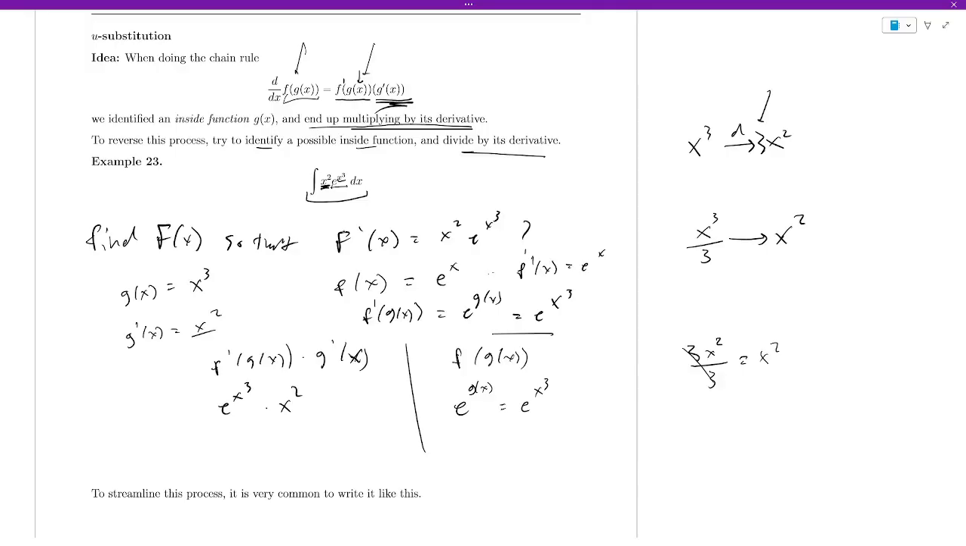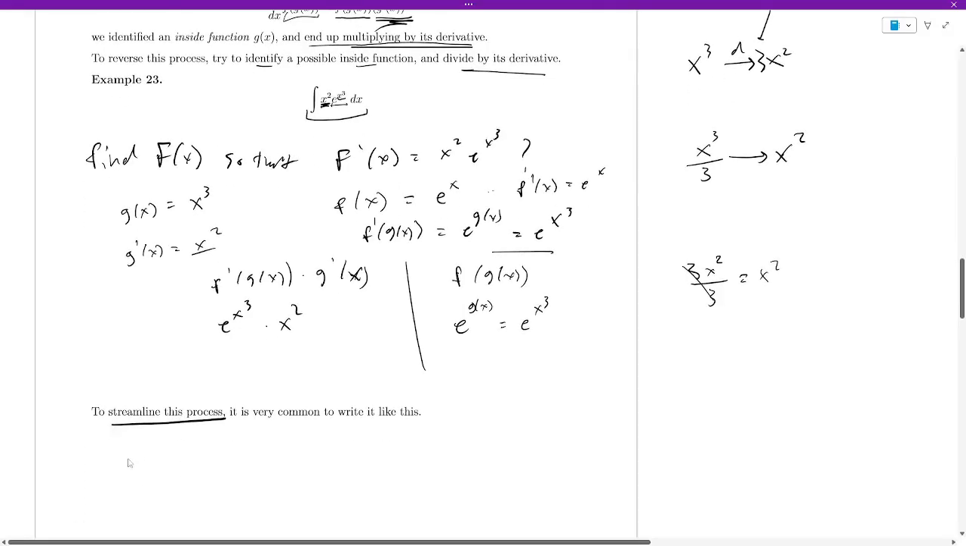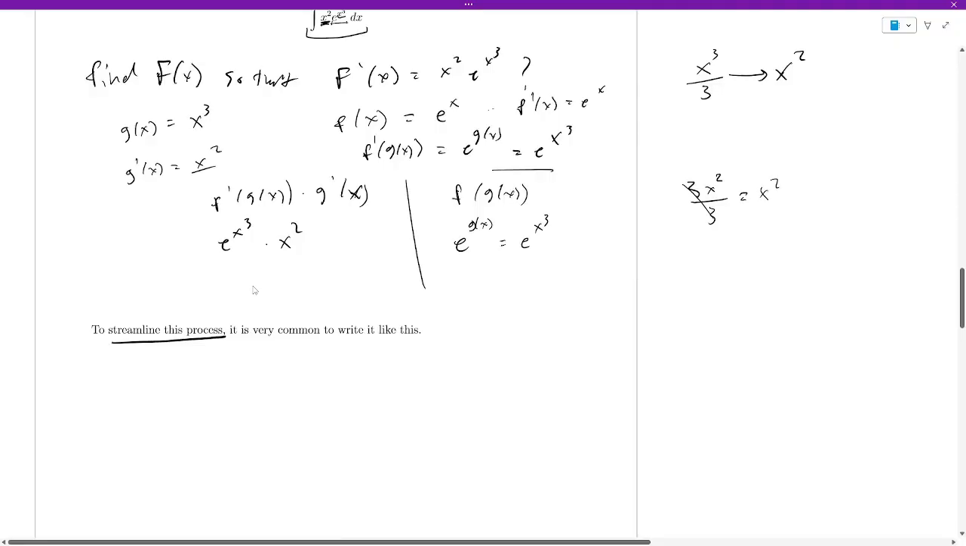Okay, so there's a lot going on here, and it's pretty confusing. And there's an awesome way to streamline this, but I just want to give you an idea that you could piece this together yourself by thinking pretty hard about the chain rule. So let's see a more streamlined way to do this. Basically, by thinking really hard about doing the chain rule backwards, you could come up with this method, but there's a really common streamlined method that people use.